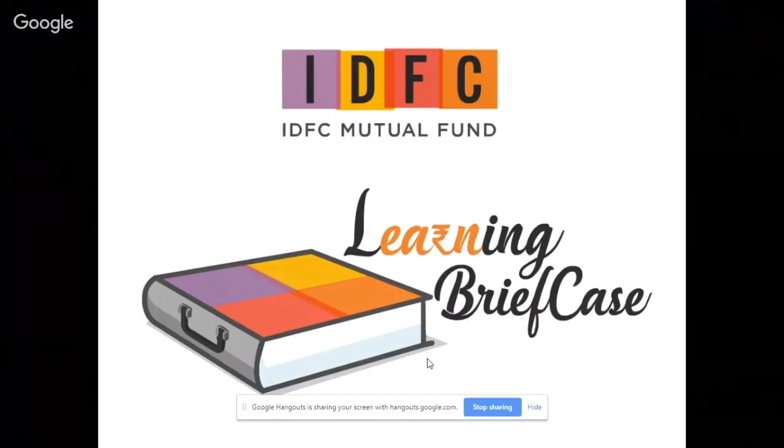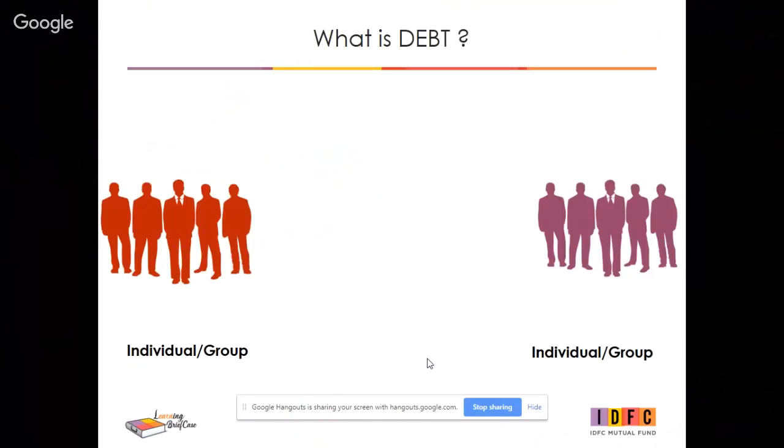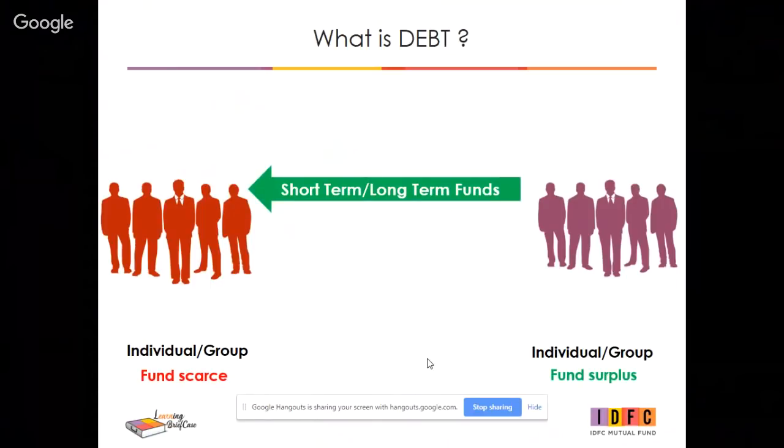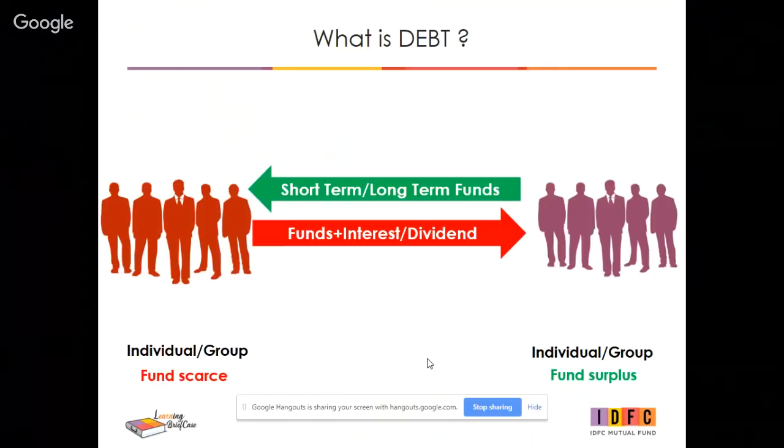Okay, what is a bond basically? When we look at bonds, bonds are a derivative of debt. What is debt? Debt is primarily an exchange of money between two individuals or groups. This debt can take on various forms. It can take the form of short term or long term. One group, which we'll call the fund surplus group, lends to somebody whose funds are scarce. Obviously, this is not a one-sided transaction. This transaction involves some repayment of the funds as well as interest and dividend at the period's end.